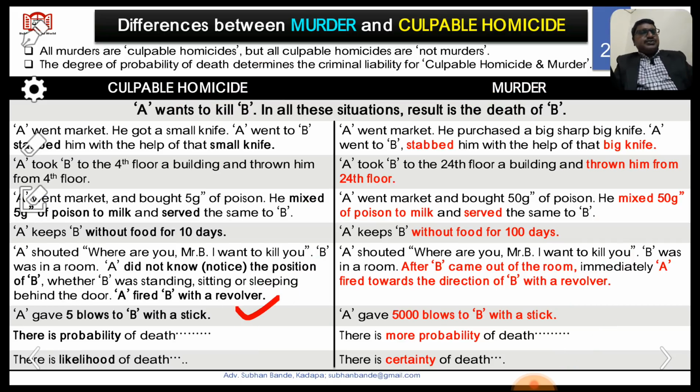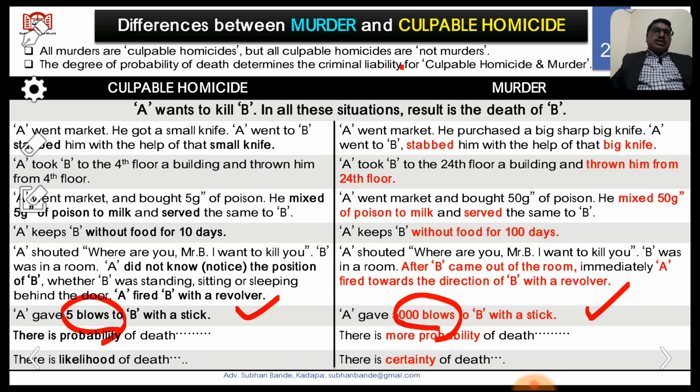Next, the next illustration is A wants to kill Mr. B. The ultimate result is the death of Mr. B. A gave 5 blows with a stick that results in the death of Mr. B. In the second situation, A gave 5,000 blows to B with a stick that also results in the death of Mr. B. In the first situation, A wants to kill Mr. B. In the second situation, also A wants to kill Mr. B. The result in the first situation is the death of Mr. B. The result of the second situation is the death of Mr. B. The difference is 5 blows, 5,000 blows, or n number of blows.